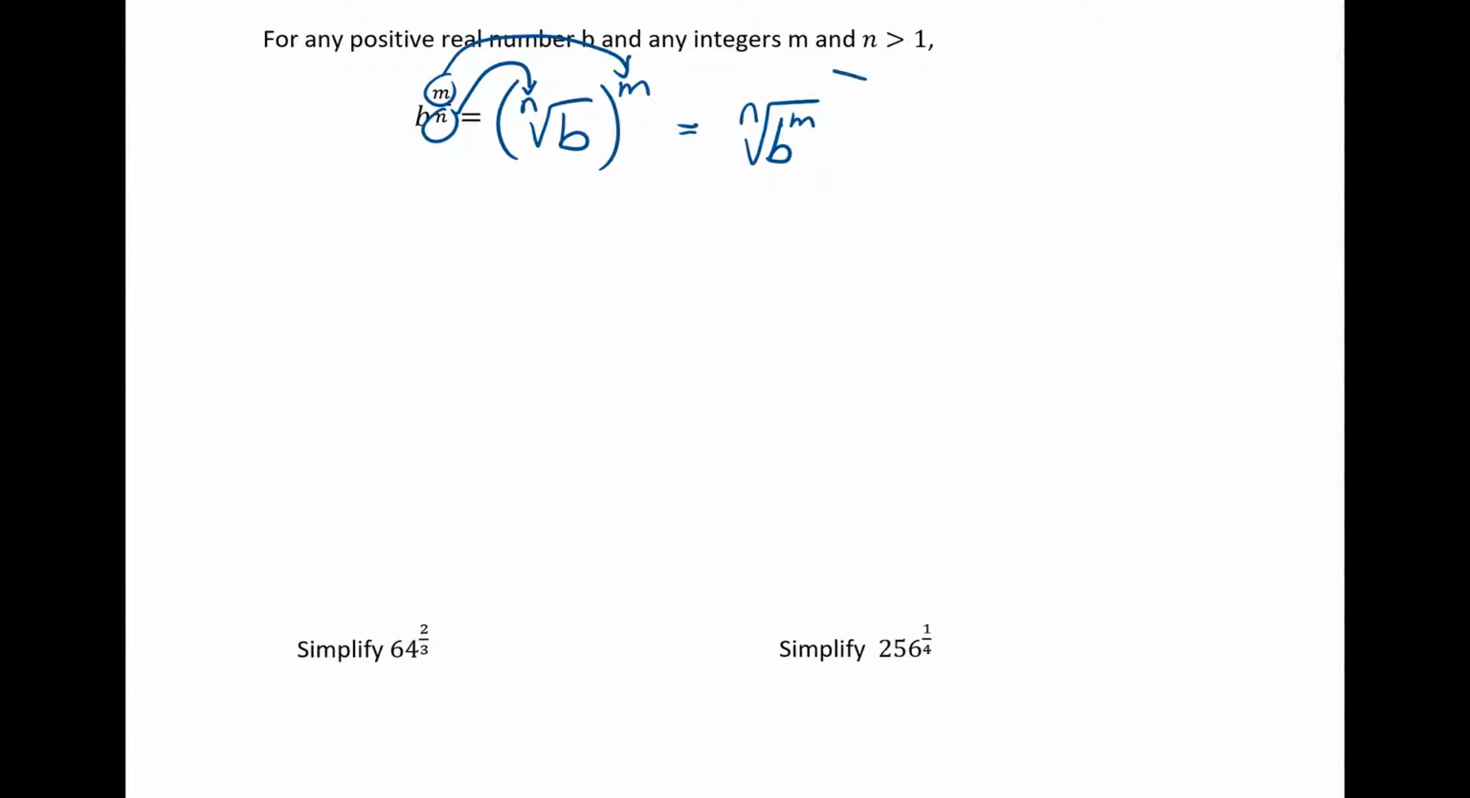Quick note here, this n right here is called the index. It's whatever root you're taking. So that little number outside your radical is called the index.